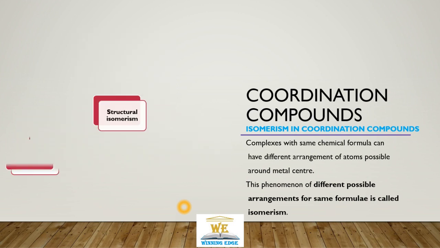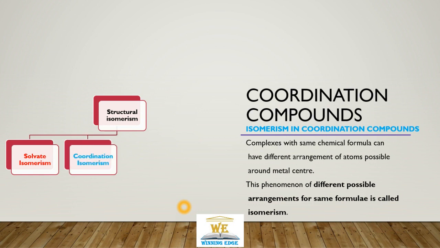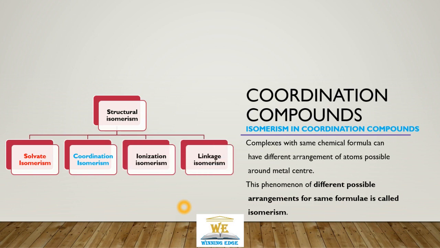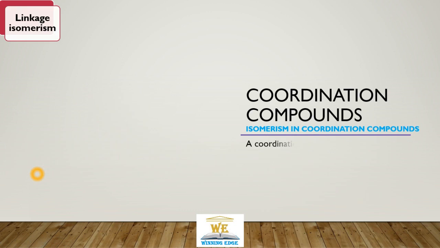Let's take first structural isomerism. It can be first solvate isomerism, coordination isomerism, ionization isomerism, and linkage isomerism. So structural isomerism has 4 classes: linkage isomerism, ionization isomerism, coordination isomerism, and solvate isomerism. Let's start with linkage isomerism.